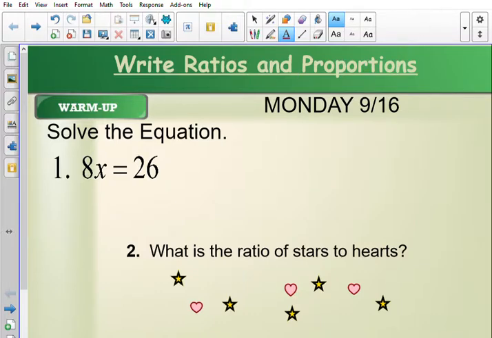Today we are going to be focusing in on writing ratios and proportions. So that's what we're going to work on. You guys have a warm up, so we are going to pause the video now so that you can finish it up.